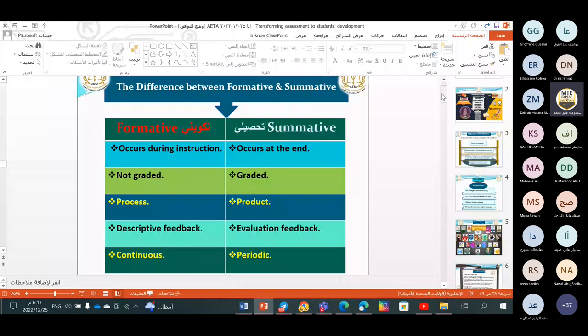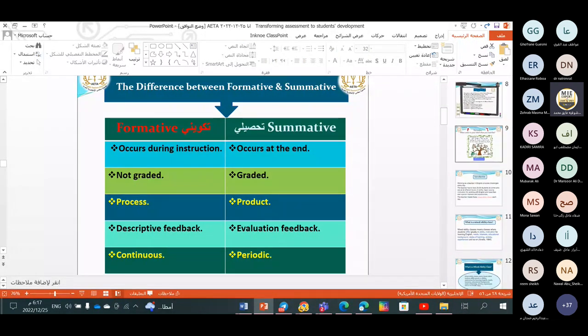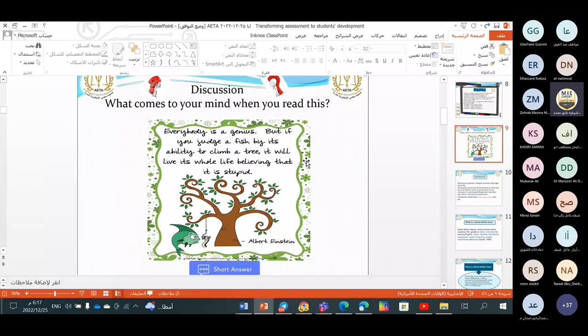This may make us return to the first slide, which was at the beginning, when we said that everybody is a genius, but if you judge a fish by its ability to climb a tree, it will live its whole life believing that it is stupid. Because if we assess all the students in the same way, with the same plan, in the same classroom management procedure, maybe we make our students feel they are stupid. They cannot be successful, for example.